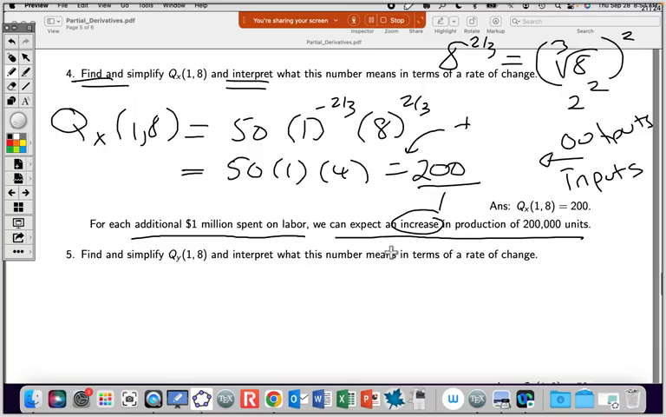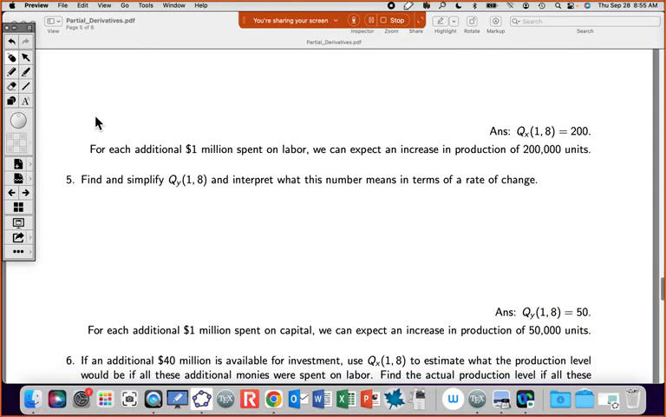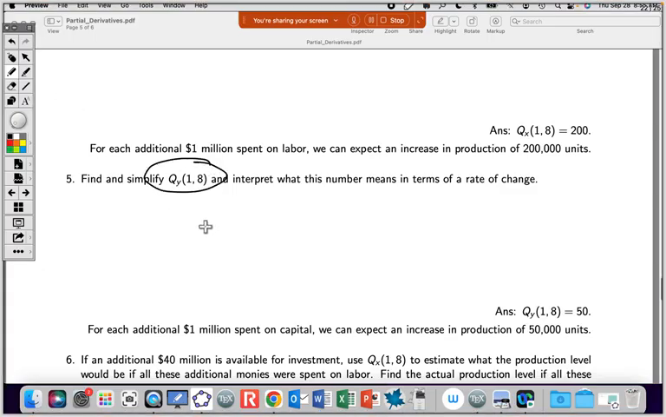You see where this is coming from? Does it look familiar? It's the same. I mean, you've been interpreting slopes since algebra. It's the same thing. I'll leave number 5 to you. Here we're looking at QY. So once again, you'll find QY to be 50 and interpret QY.